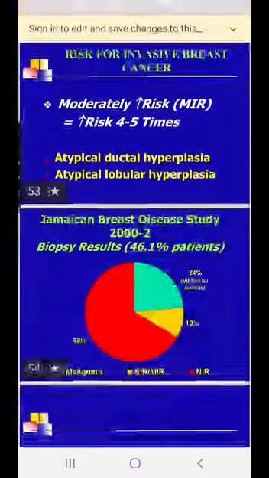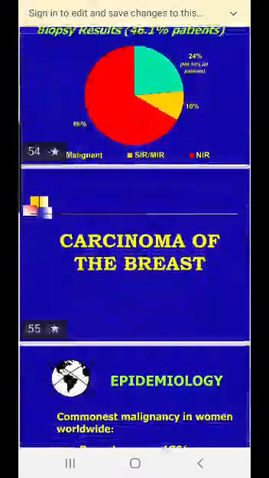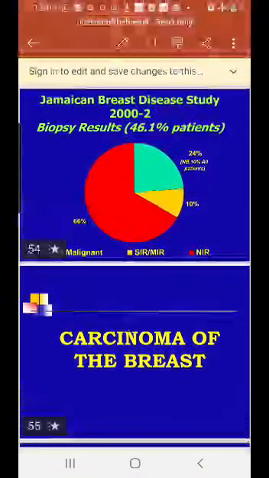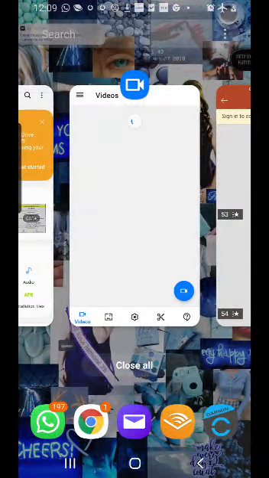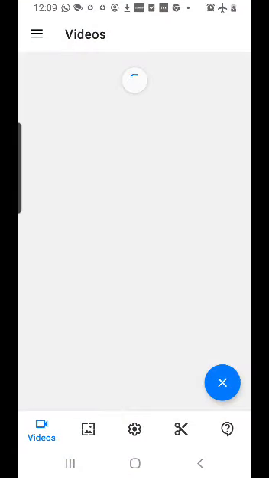So this was all about the benign breast pathology. About the carcinomas, we will discuss in the next class. Till then, please read Robbins. Robbins is a very classical book which gives the descriptions very nicely.